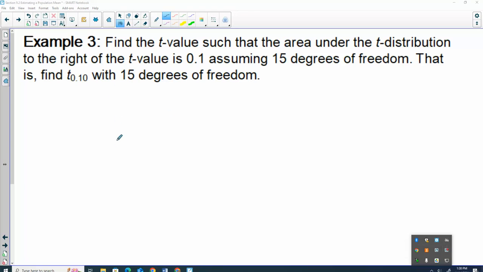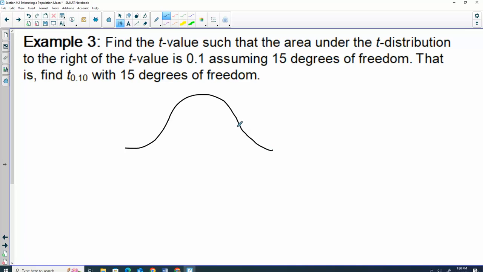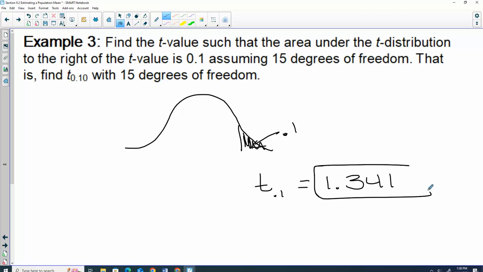So we want area to the right to be 0.1. So we're doing t of 0.1 with 15 degrees of freedom. So you go to the 0.1 down to 15, and what'd you guys get? 1.24. Did everyone find that? Okay.